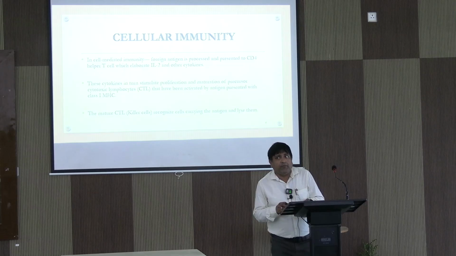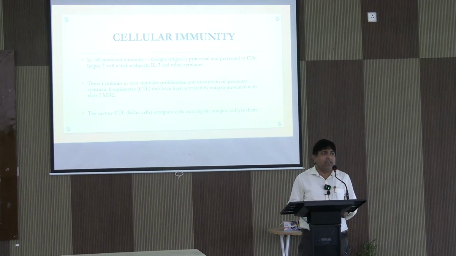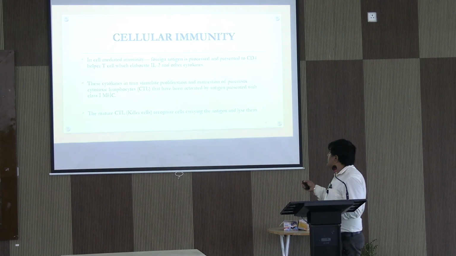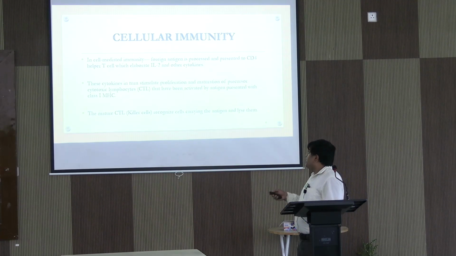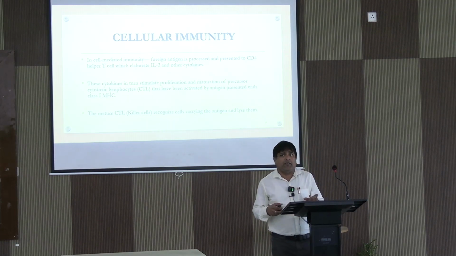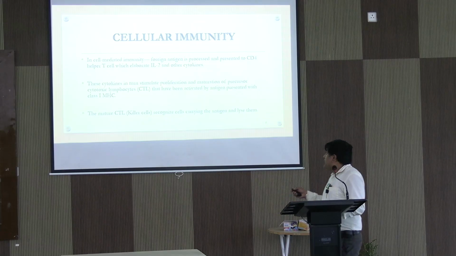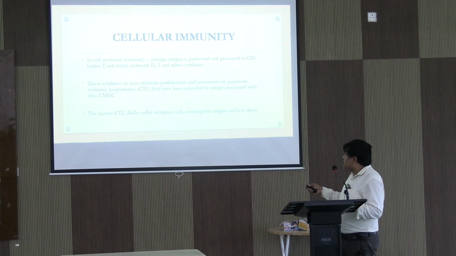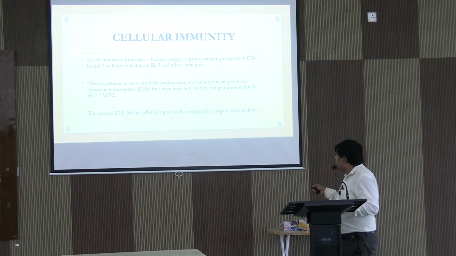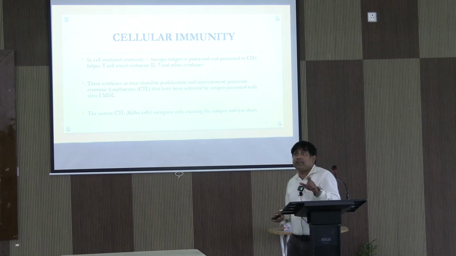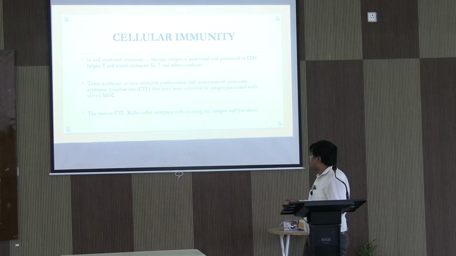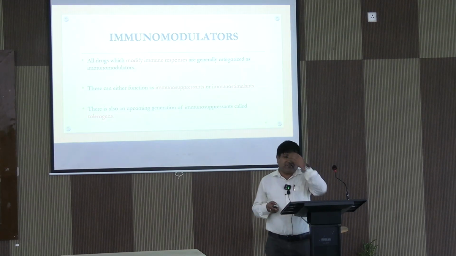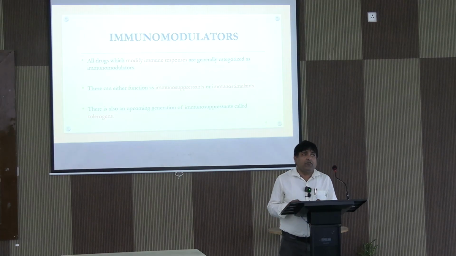Coming to cellular immunity, here the cytotoxic T lymphocytes take part. The antigen is processed by the macrophage and other antigen processing cells. Then they bind to the CD4 plus T helper cells, which in turn secrete cytokines, particularly IL-2, to stimulate proliferation and maturation of the cytotoxic T lymphocytes, which when activated lyse the antigens. Now coming to immunomodulators, these are drugs that modulate the immunity.